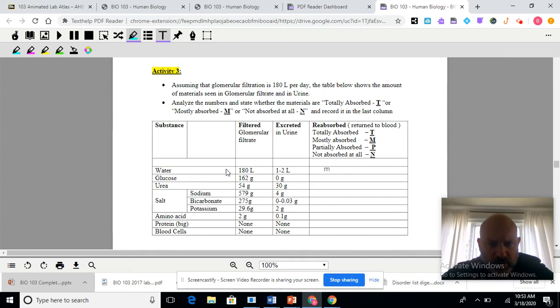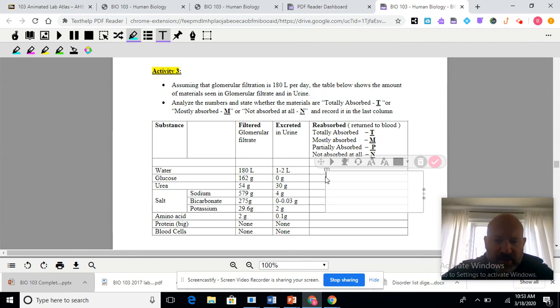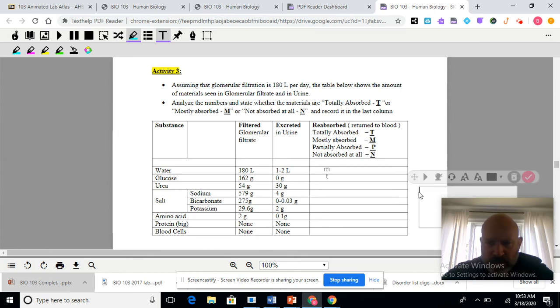All right. Glucose, 162 grams, is filtered, but zero grams are excreted in the urine. So in this box, we're going to put a T for totally. All right. And so what I want you to do is go through the rest and keep doing that. You could do that on your own.